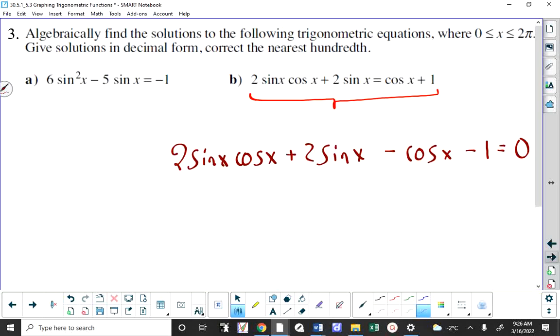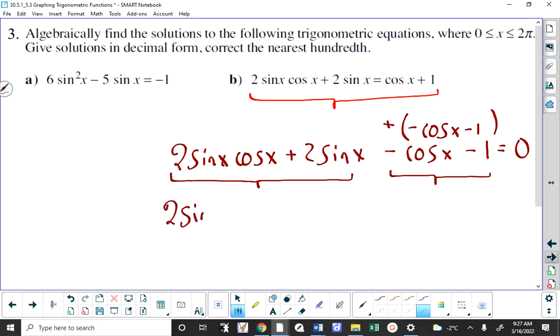Then what you're going to do is group these into 2 pairs. And I would really encourage you to think of this pair as positive, negative cos x minus 1. Okay, we're grouping a pair and another pair. That's why it's called grouping. Out of this first pair, I can factor out a 2 sine x and be left with cosine of x plus 1.